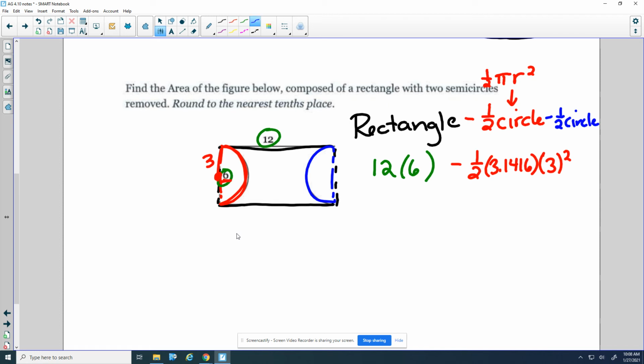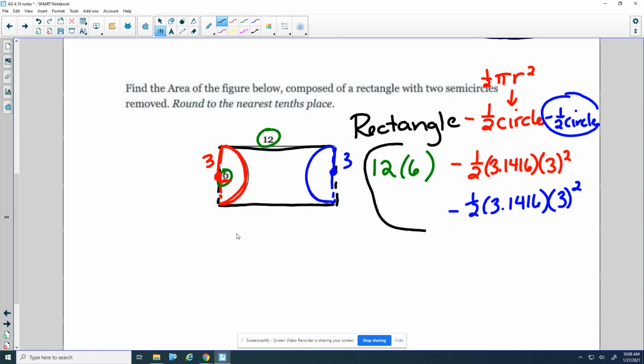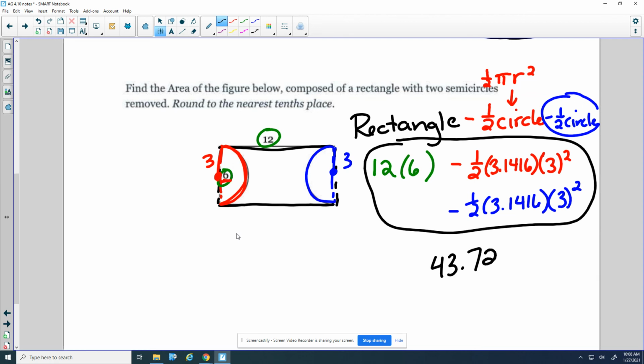I'm going to bring this blue one down onto the next line. So this is for this part here, 1/2 3.1416. This side is the same size, right? So we still have a radius of 3. So this is 3 squared. So this one, I'm just going to type the whole thing in my calculator, which is fine to do. As I said, you can do it piece by piece or all at once. And that would give me 43.7256. So rounding to the nearest tenths place, looking at the number next to it, this number is smaller than 5. So I'm going to stay at 43.7 as my answer.